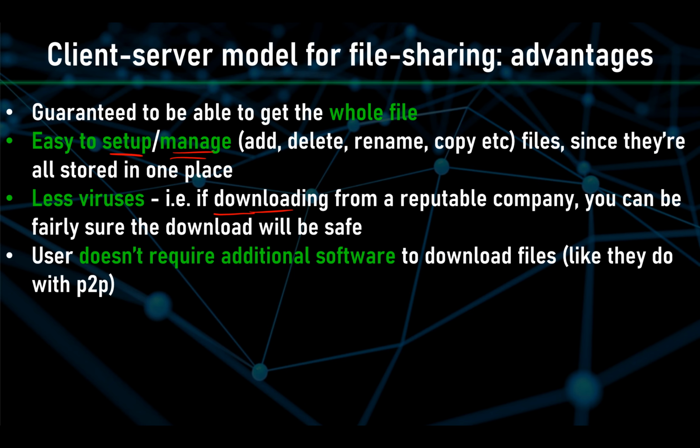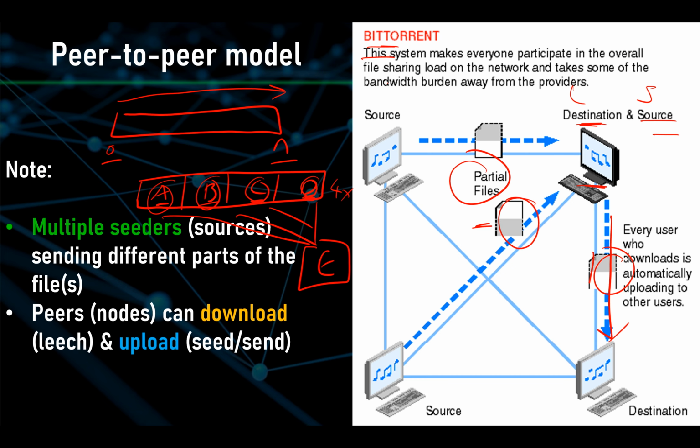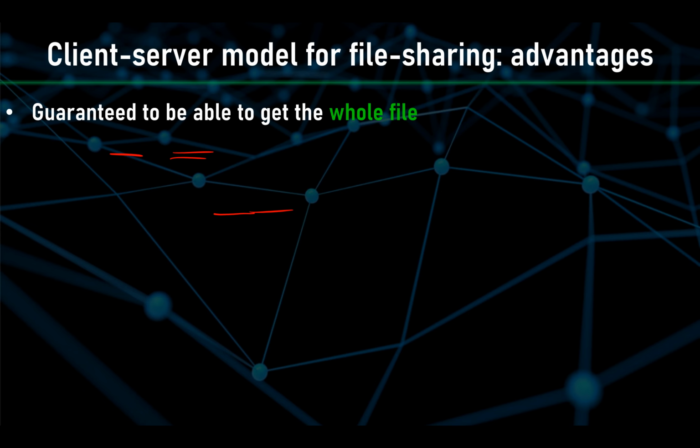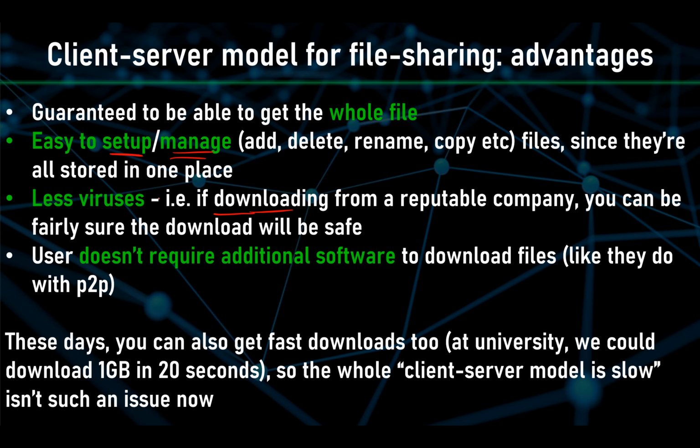Then we can also say the user doesn't require additional software to download files, like they do with peer-to-peer. If we look at BitTorrent, probably the most common program is literally just called BitTorrent. Of course, there are also other torrenting programs, like uTorrent, and I think there's qBittorrent.